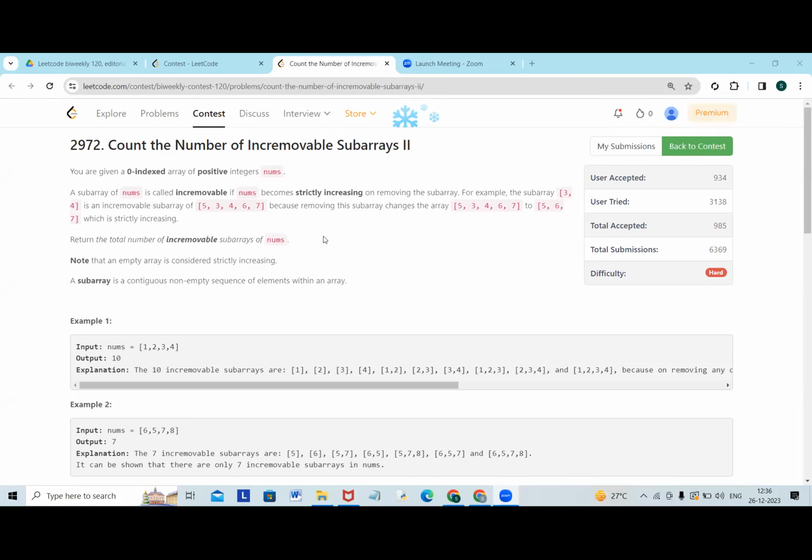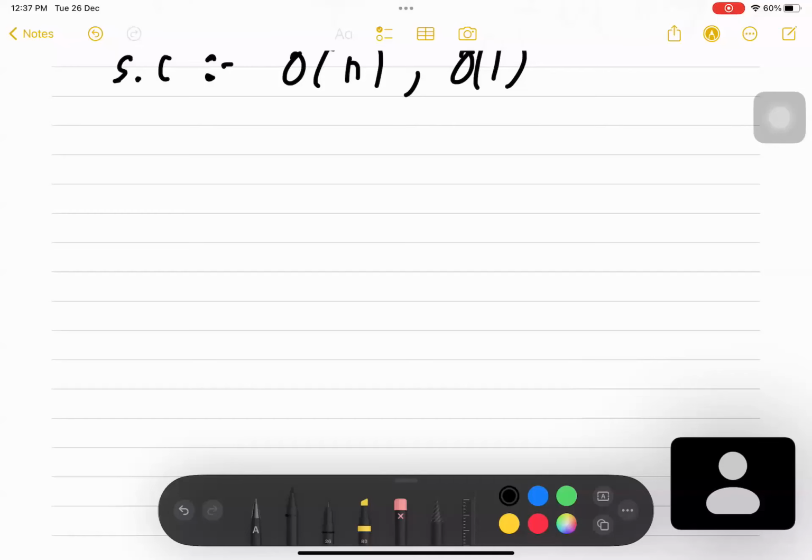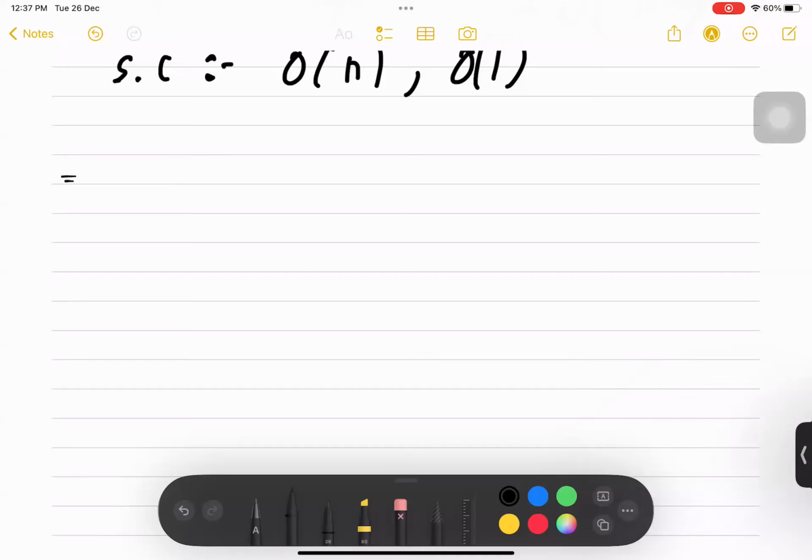The next question of LeetCode Biweekly Contest 120 is Count the Number of Incremovable Subarrays. Basically the problem statement is exactly similar to the first problem, but the only difference is the constraints here. So let us quickly see what the problem requires.